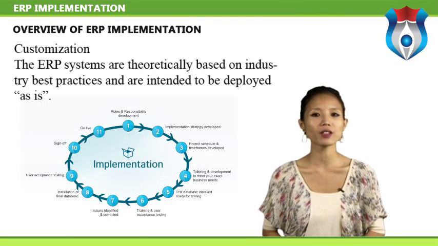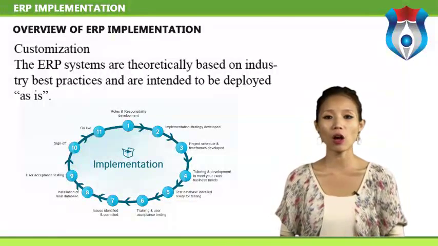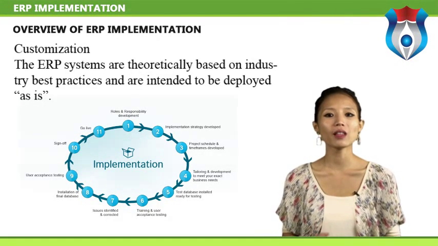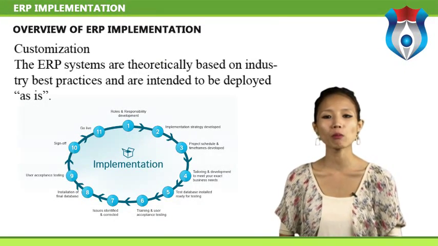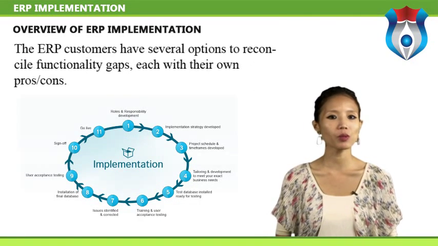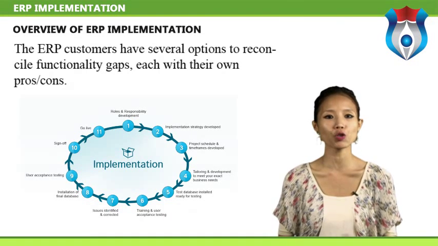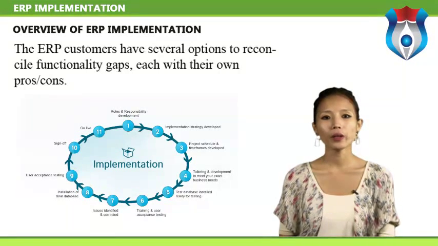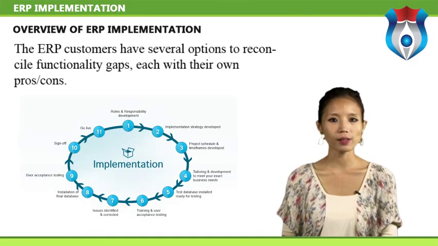The ERP vendors do offer customer configuration options that allow organizations to incorporate their own business rules, but there are often functionality gaps remaining even after the configuration is complete. The ERP customers have several options to reconcile functionality gaps, each with their own pros and cons.